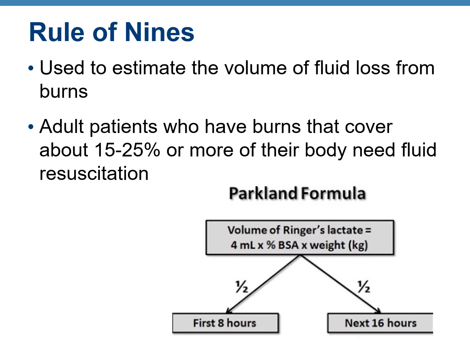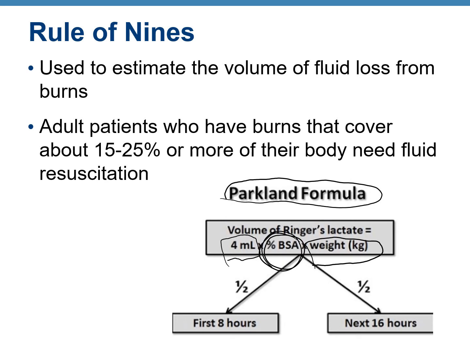We use rule of nines to estimate the volume of fluid loss from burns. Adult patients who have burns that cover 15-25% or more of their body need fluid resuscitation. And we use what is called the Parkland formula to calculate how much fluid a patient needs. We don't need to memorize the formula, but if you look over here, we take a certain amount of fluid, multiply by the weight of a patient, and then we multiply by what is called BSA. So it's the body surface area that was damaged by the burn.